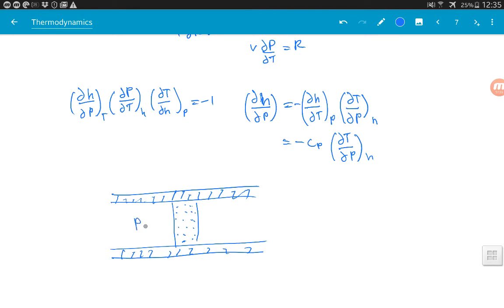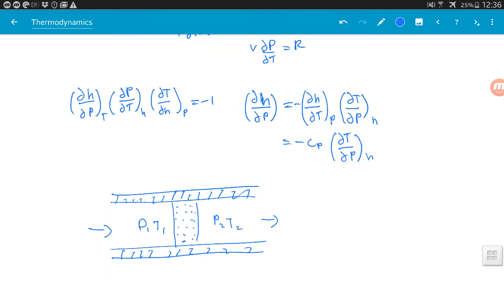So on this side there's a flowing gas with a pressure of P1 and temperature T1, and then on the other side, because the gas is flowing, some of the gas passes through this porous plug, and it will produce a pressure P2 and temperature T2. So the flow will be from left to right.